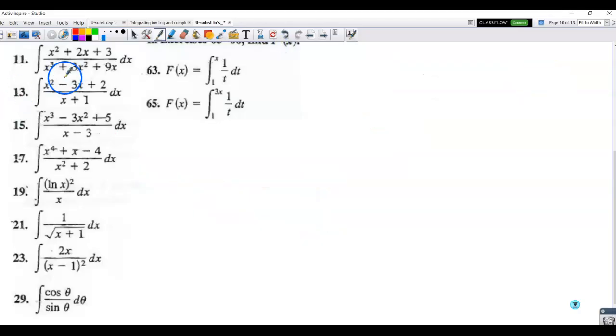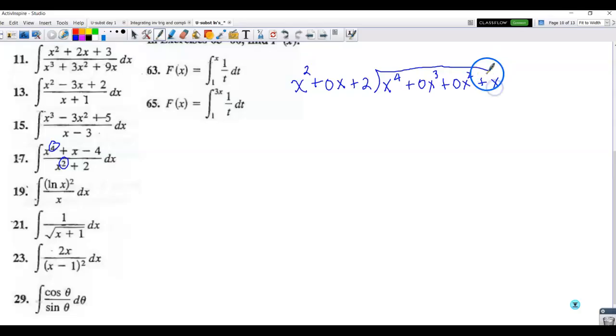The degree in the numerator is greater than the degree in the denominator. So it's looking like a long division again. So I'm going to have, now watch carefully, x squared plus 0x plus 2. So I include all the degrees, all the powers. x to the fourth plus 0x cubed plus 0x squared plus x minus 4.